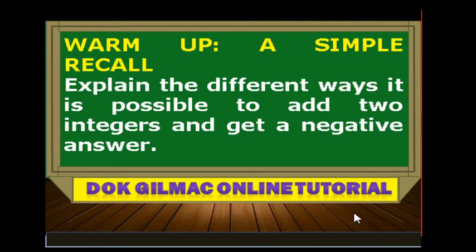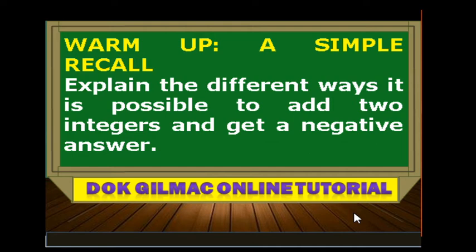Now, let's have a simple recall. Simple warm-up drill: explain the different ways it is possible to add two integers and get a negative answer. This was discussed to you last time. Number 1, if the two integers are both negative, you just add the two integers and copy their sign. Therefore, you get a negative answer.